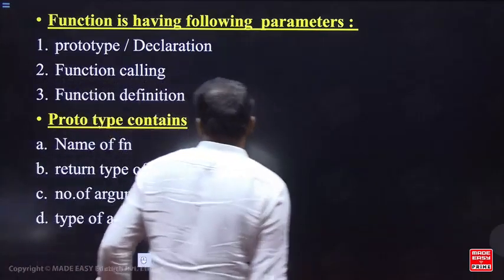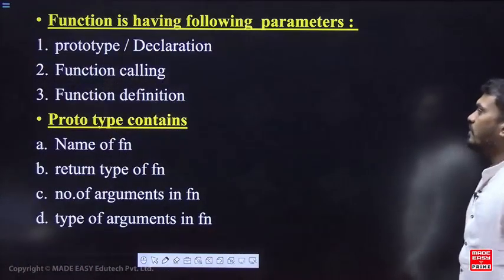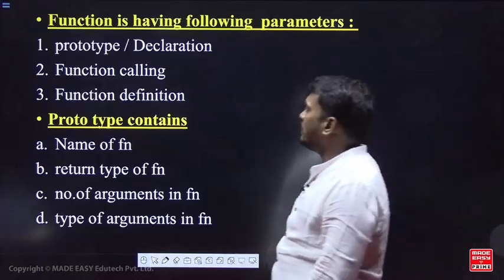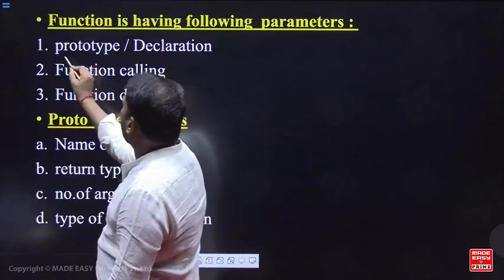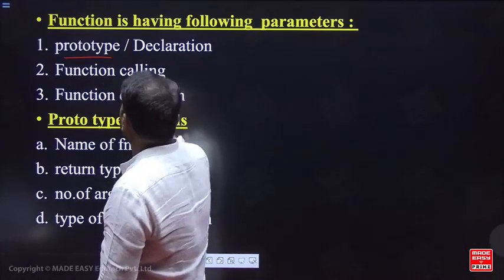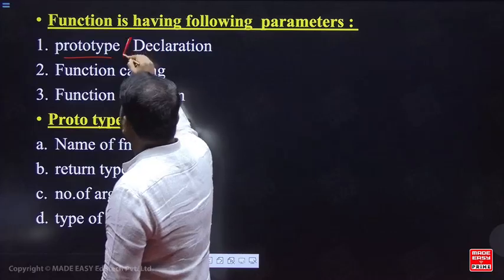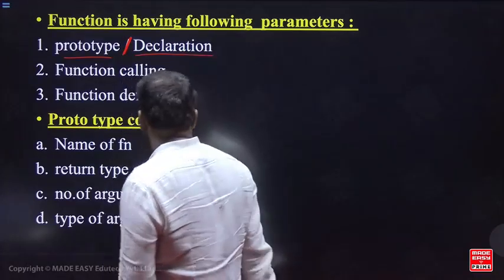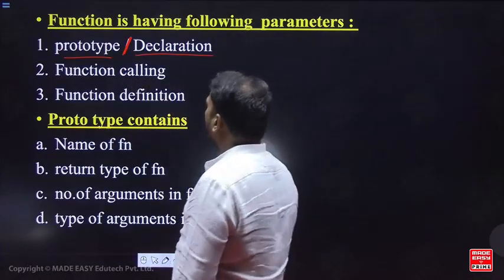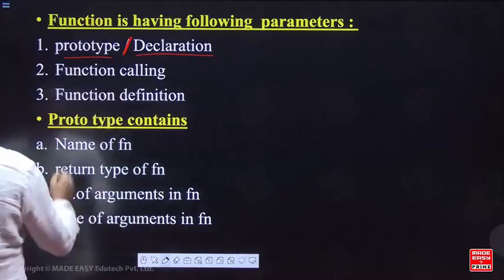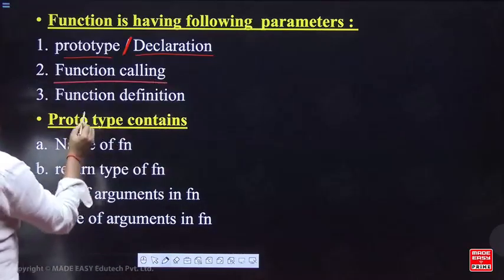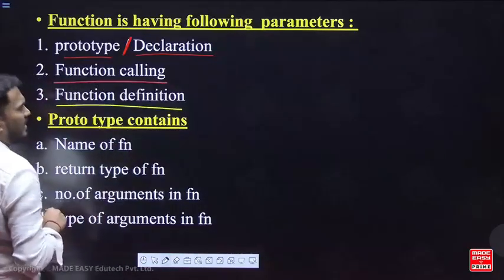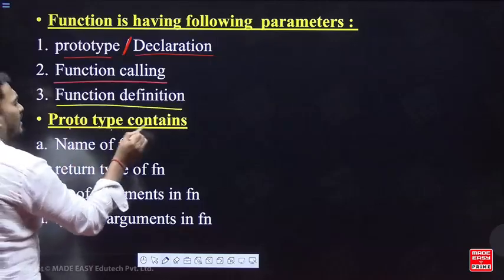Okay, right. So a function is having the following things, basics only, speed up. The first one is the prototype. The prototype is also called the declaration. Next is function calling, and next is the function definition. Is that clear?